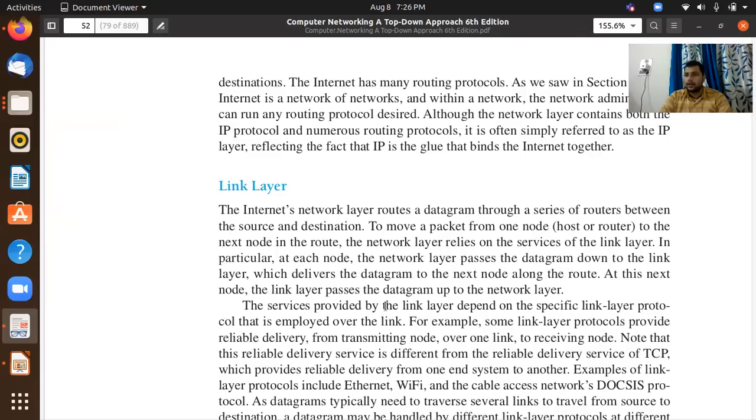So who will ensure it? The link layer will ensure it. The link layer will ensure that over one link, transmission will be possible from one hop to the next hop, and then from the next hop to the next hop, and from the next hop to the next hop. So the link layer is at the second layer.